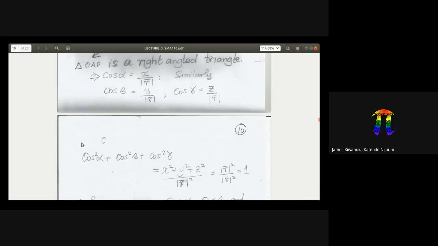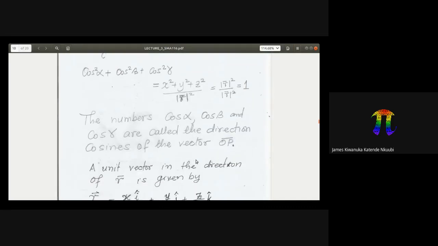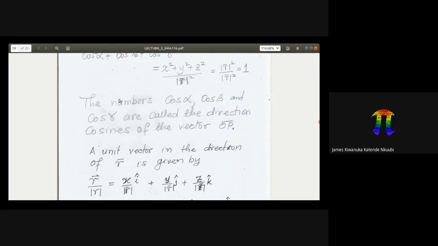So we have proved that the sum of the squares of the direction cosines will always be equal to 1. So we can also make the following definition. The numbers cos alpha, cos beta, and cos gamma are called the direction cosines of the vector OP.